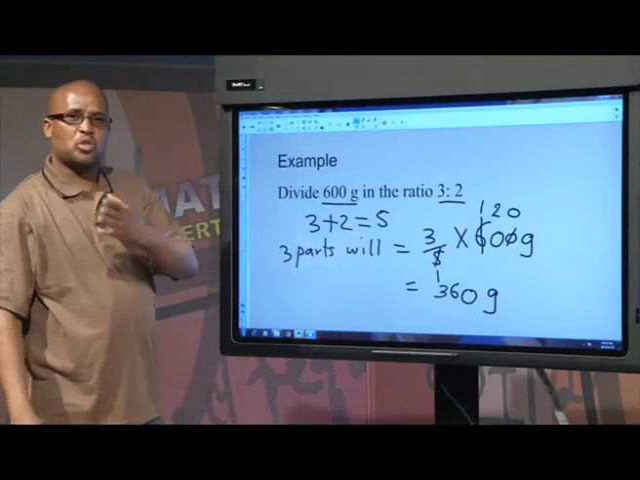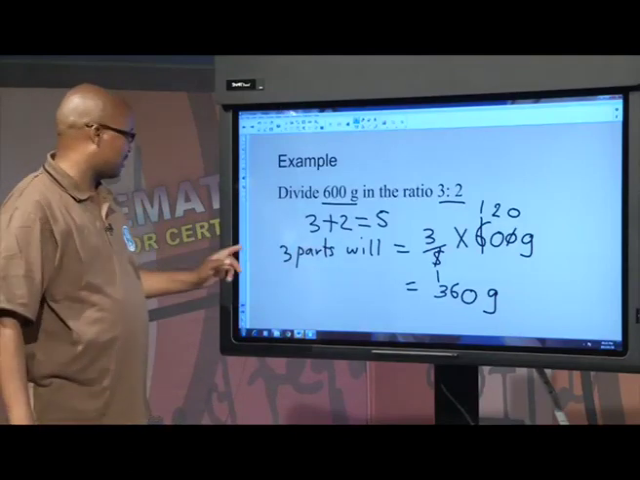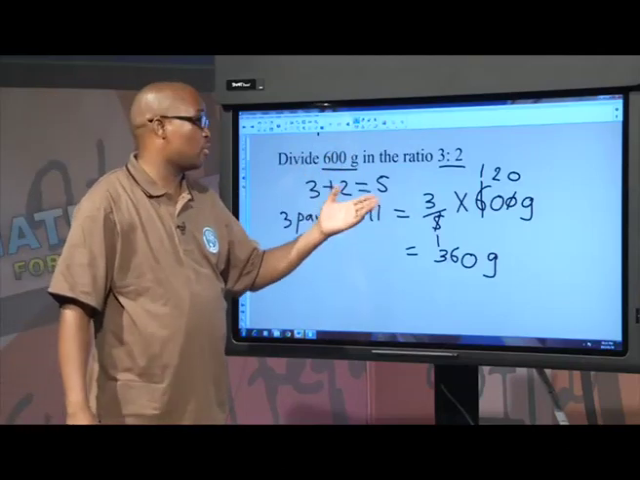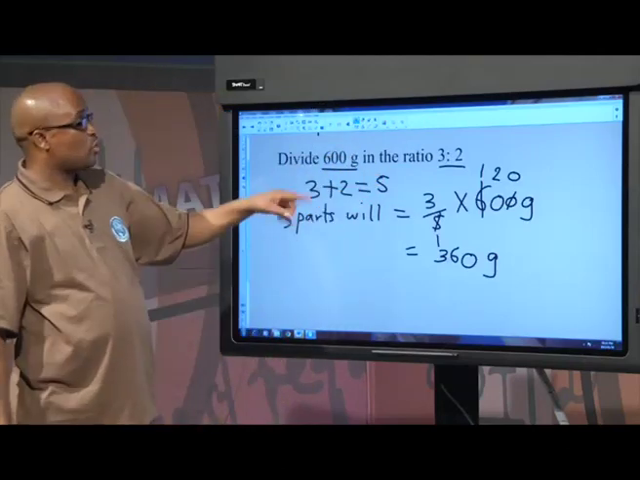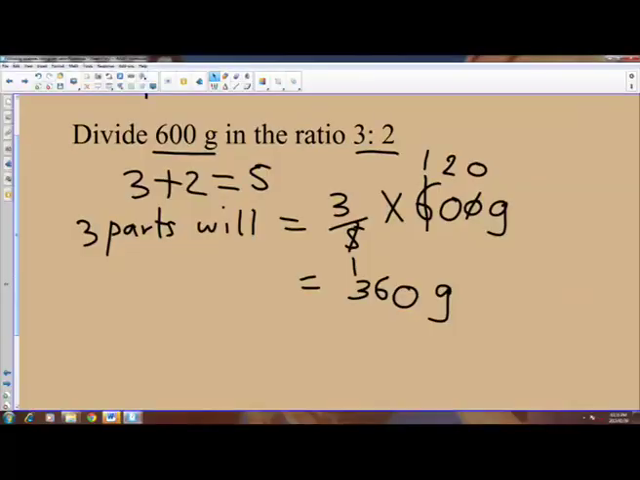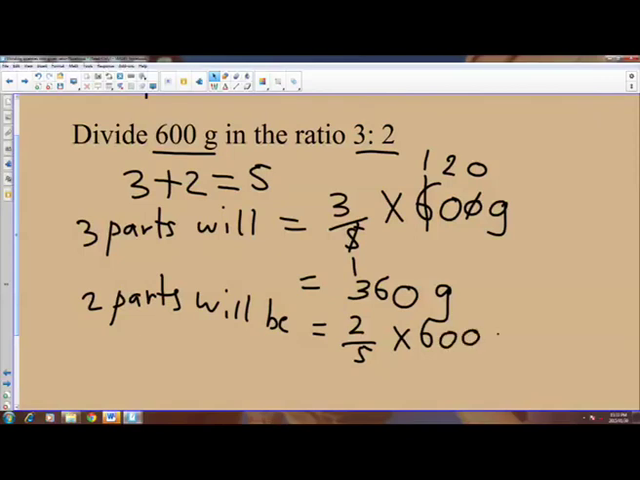And then what about the 2 parts? We have managed to calculate the 3 parts. Remember, the question says we are to divide in the ratio 3:2. It doesn't say find out what 3 parts represent. So we have to find out what 2 parts will represent. The 2 parts will be 2 divided by 5 times 600 grams.